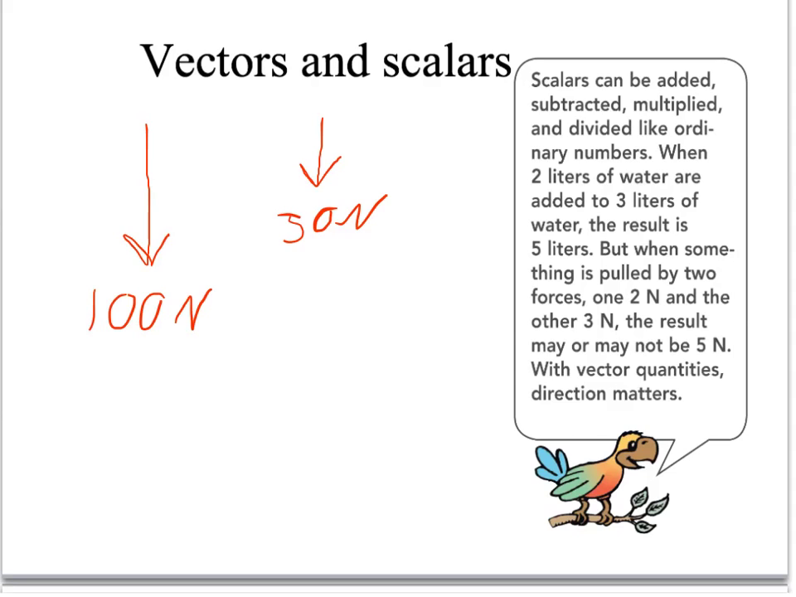Now some things can be added just like ordinary numbers. Those are called scalars. Those are things like measures of volume, measures of mass. Those are not vectors, those are what's called scalars. When we're dealing with forces, we're dealing with vectors. We need to know not only how strong it is, but what direction it's acting as well.